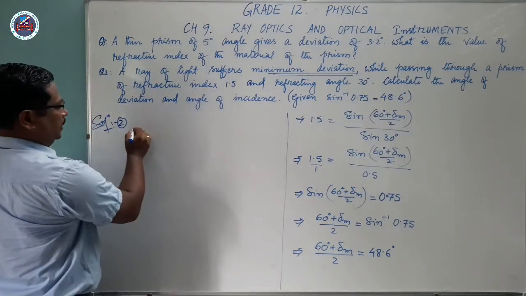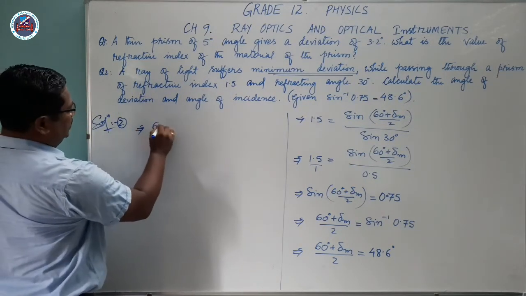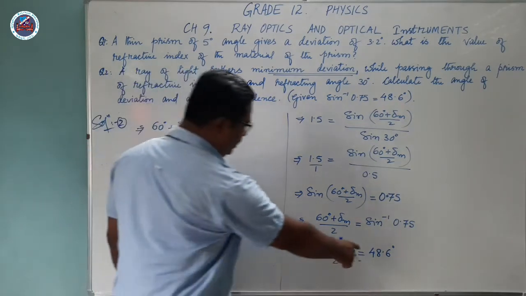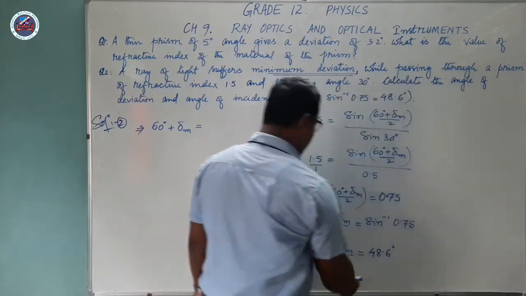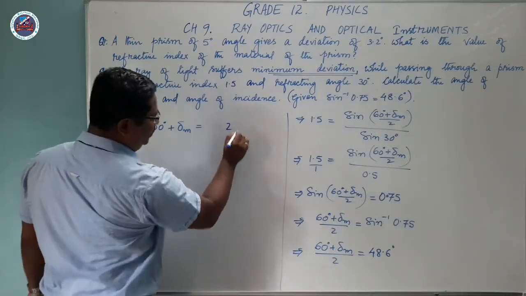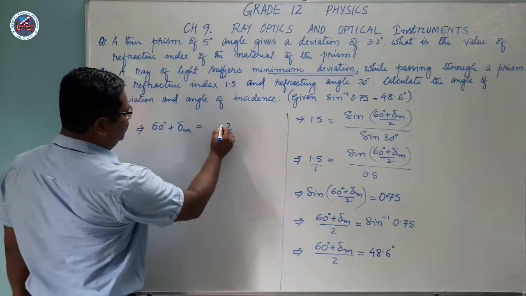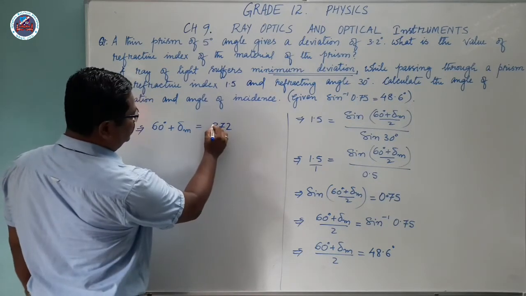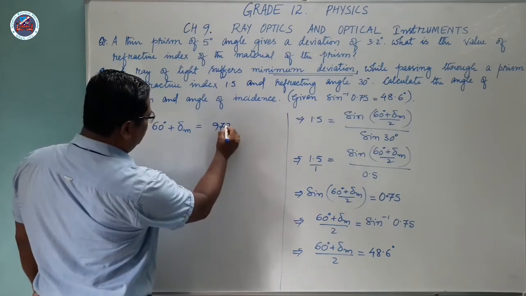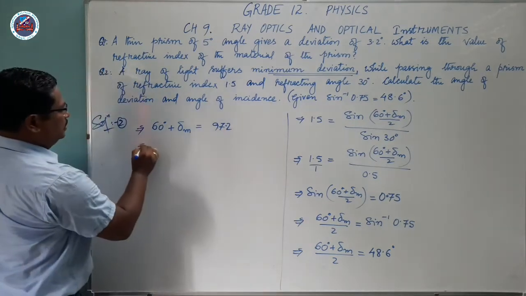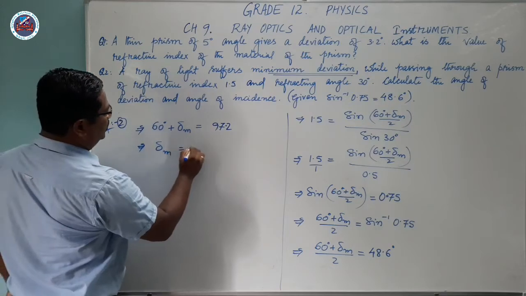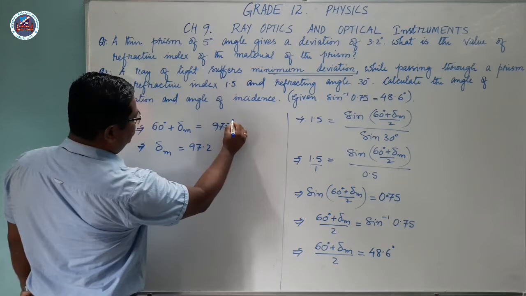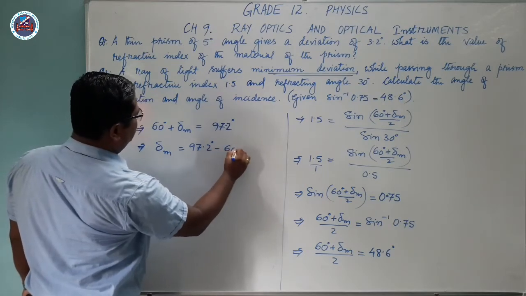If you cross multiply, you will get 60 plus δm is equal to 48.6 into 2. You multiply: 2 6s are 12, 2 1s are... 2 8s are 16 plus 1 is 17, 7 in hand, 8 plus 1 is 9. The decimal is after 2 digits. So angle of minimum deviation will be 97.2 degree. This is degree minus 60 degree.